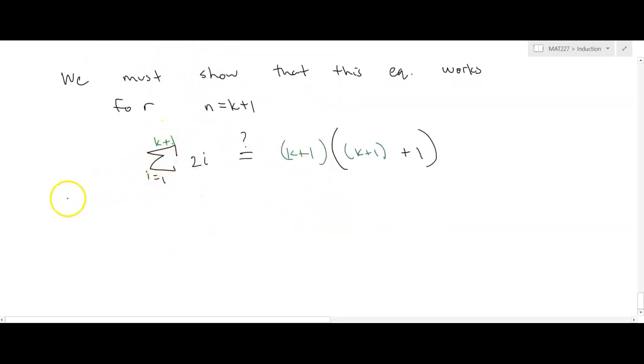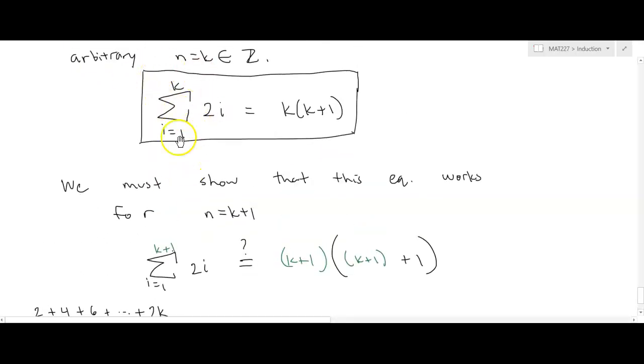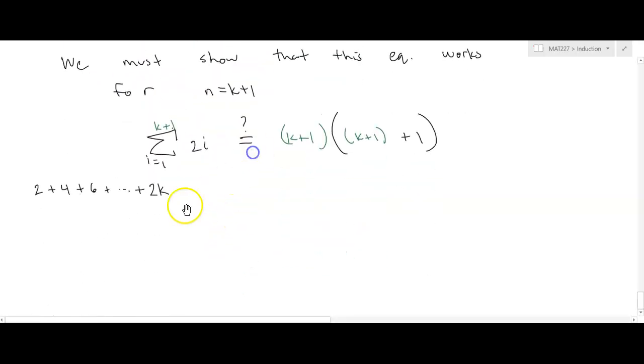So we know that this sum from 1 to k plus 1 will be 2 plus 4 plus 6 plus ... plus, once we get to the kth term, 2 times k. But we're not stopping at 2 times k. That would be this sum right here. We're stopping at k plus 1. So our next index value will be the next even integer, when i is k plus 1.